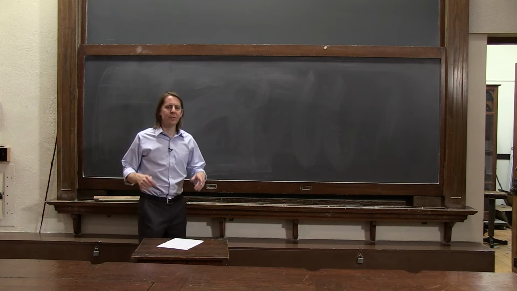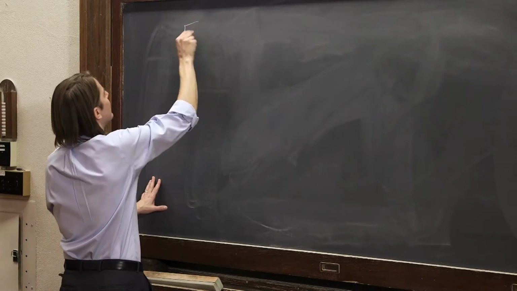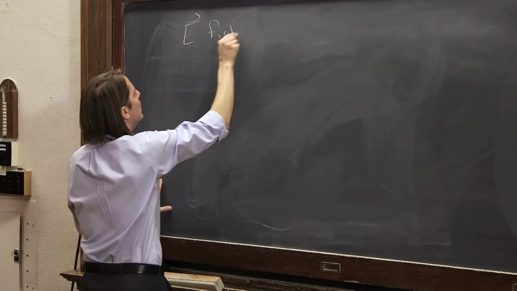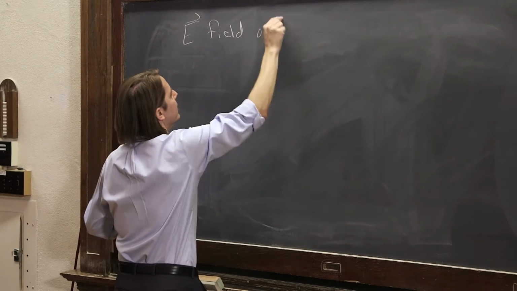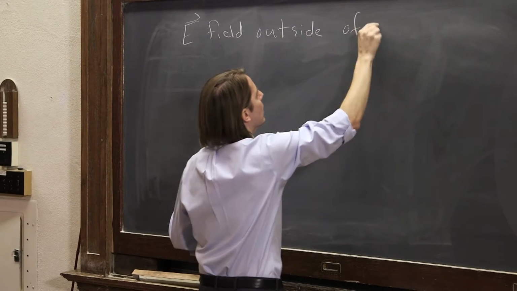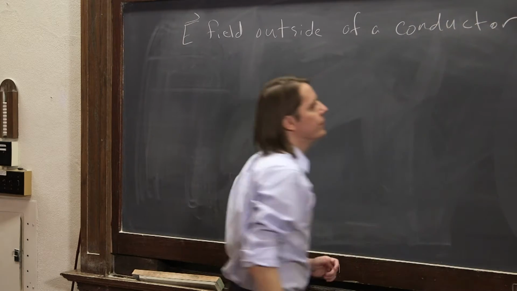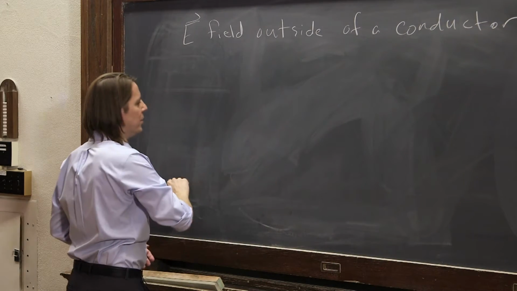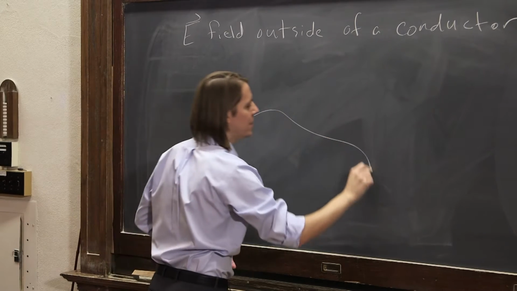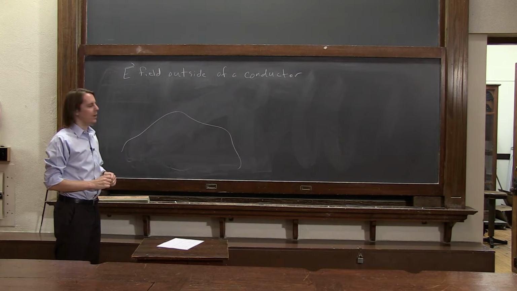So we've thought about the electric field inside a conductor. It's always 0. Now let's look at the electric field outside of a conductor. All right, so let's draw just some surface of a conductor, some lumpy thing. The details of the surface don't matter right now.